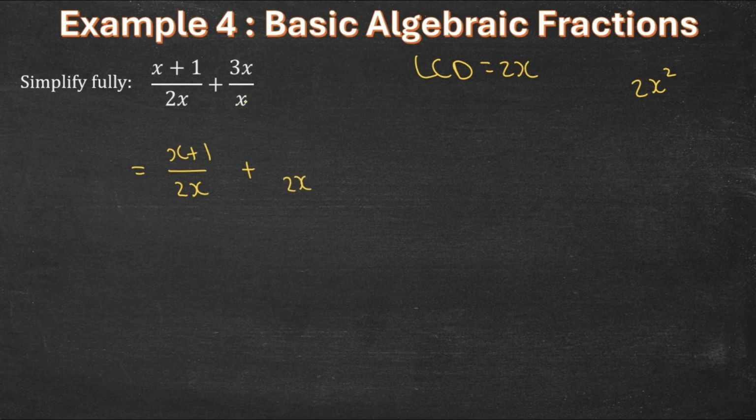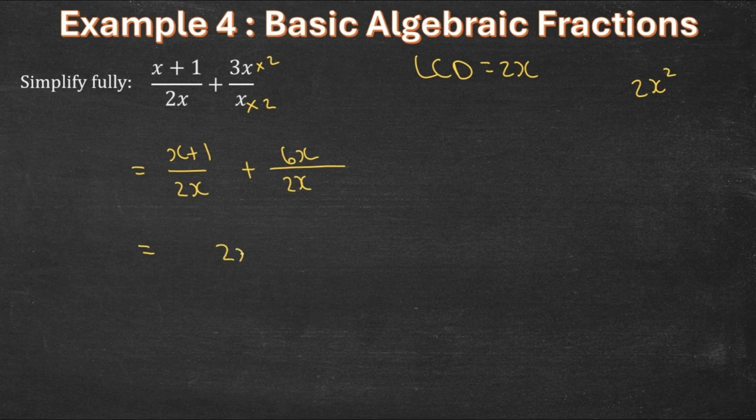So what did I have to do with this x to make it 2x? I had to multiply it by 2. What I do at the bottom, I have to do at the top. And 3x times 2 is 6x. Now that I have a common denominator at the bottom, I can combine my fractions.